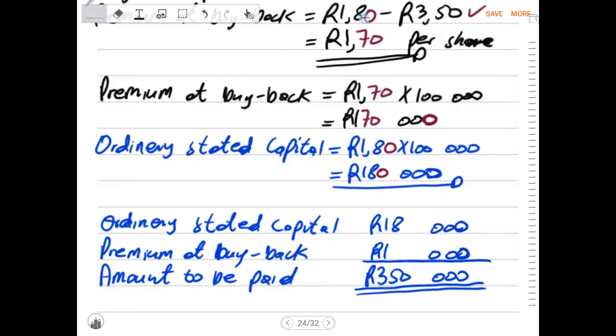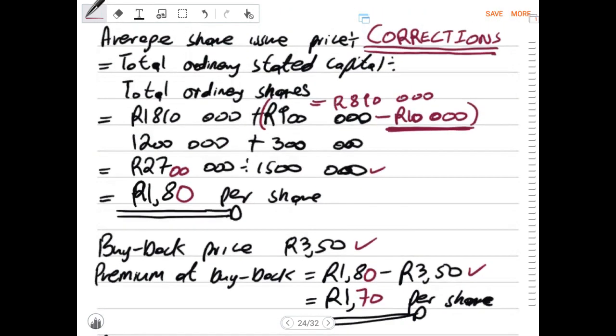So now again our ordinary stated capital will change to 180,000, and our premium will change to 170,000. However, the total still remains the same. So I just want to make those few adjustments for you. Remember, the reason for this adjustment once again is because I just forgot to record the issue cost, the share issue cost of 10,000.